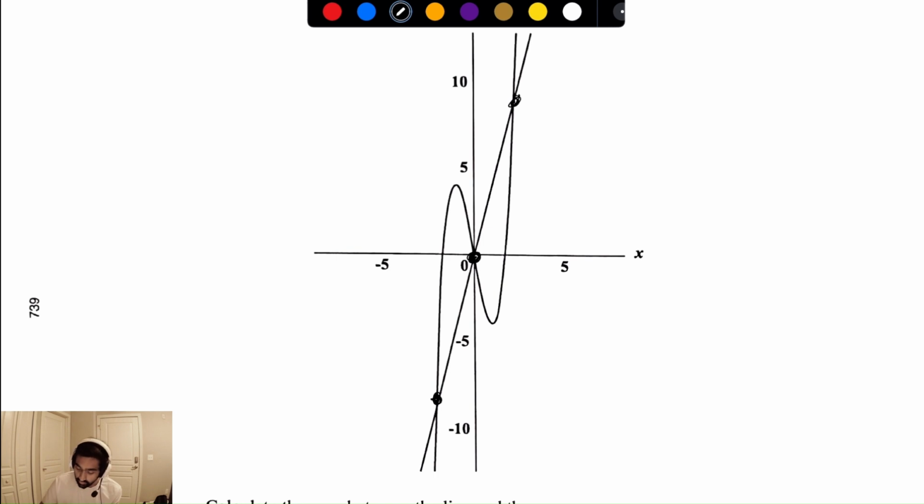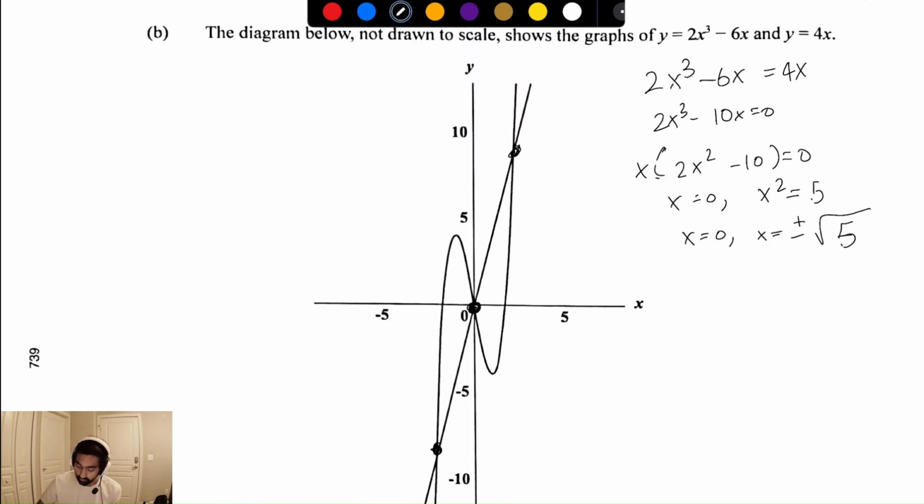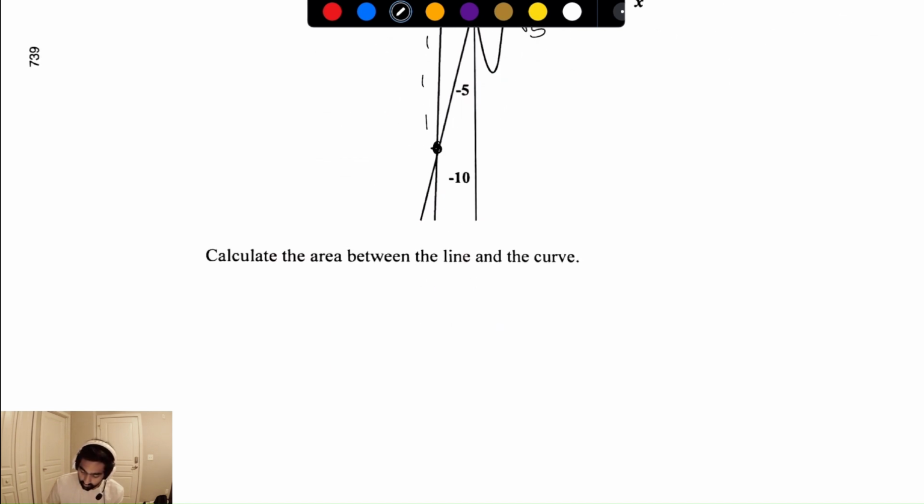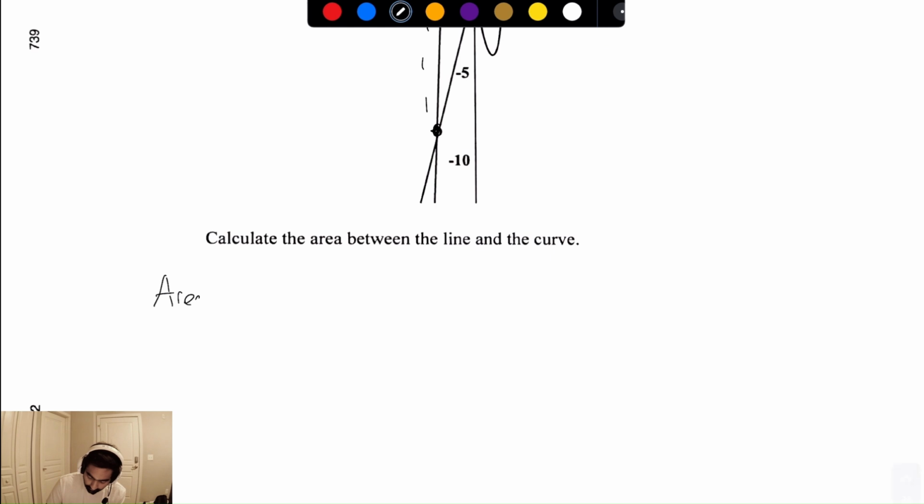So the first thing is we need to find the points of intersection, and we solve the equation simultaneously. So we get 2x cubed minus 6x is equal to 4x, or 2x cubed minus 10x equals 0. Factor an x: x times 2x squared minus 10 is equal to 0, so x is equal to 0, or x squared is equal to 5, and therefore the 3 points of intersection are x is equal to 0 and x is equal to plus or minus the square root of 5. So this point here is the square root of 5, and this point here is minus the square root of 5.